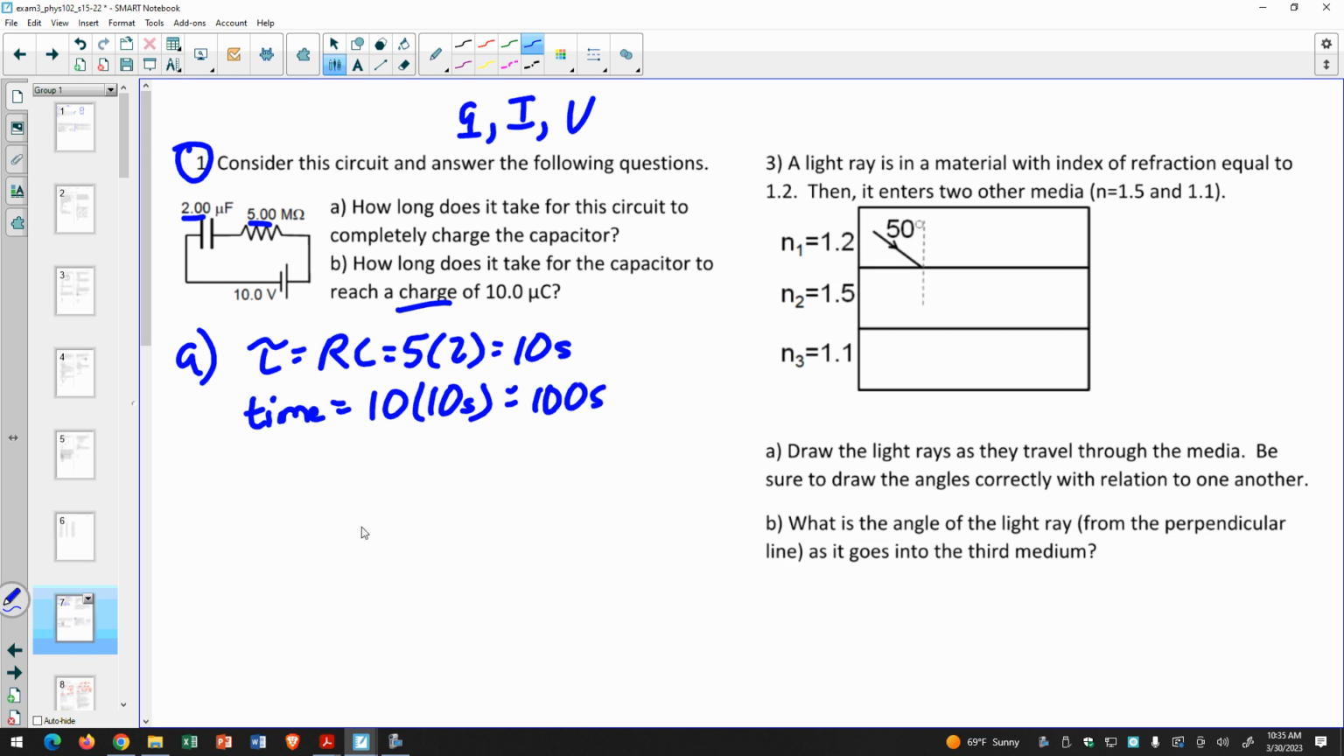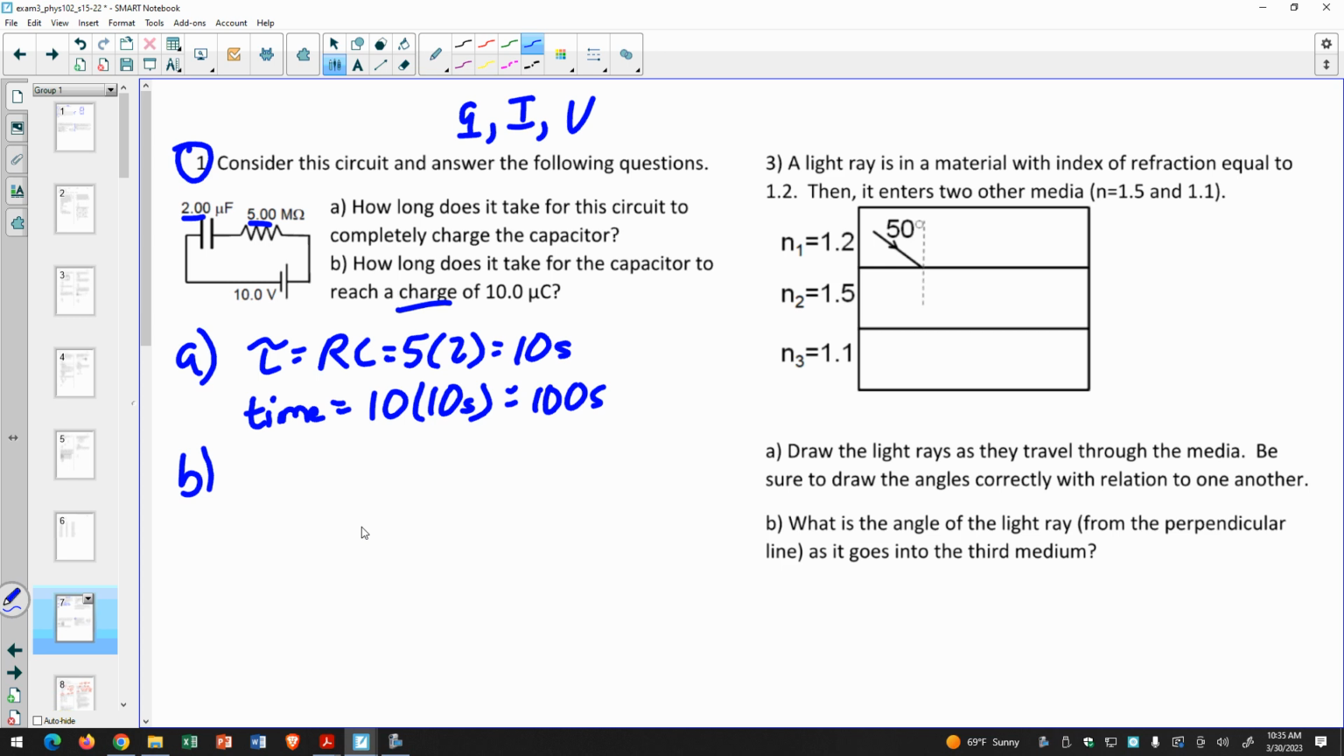All right, that won't be on your free response. I mean, you have to find the time constant just in the course of it, but it's not going to be on your free response. Part B, however, will be on the free response. That is, how long does it take for the capacitor to reach a certain charge of 10 microcoulombs?